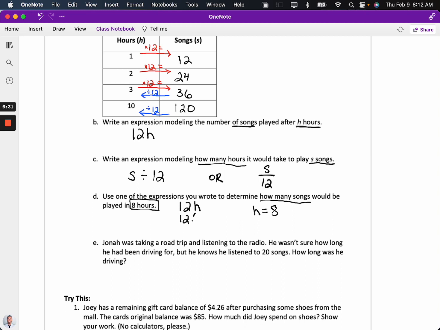So it's 12 times 8. I'll just rewrite it, but I replaced H with 8 because I'm told that it's 8 hours. And then I just multiply it out. 12 times 8 is 96. So I would say 96 songs played in 8 hours.